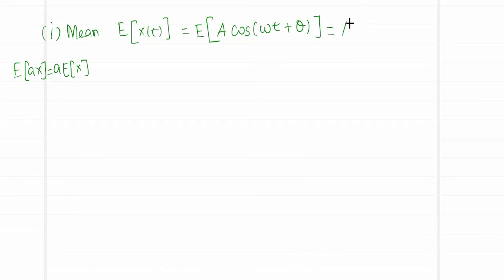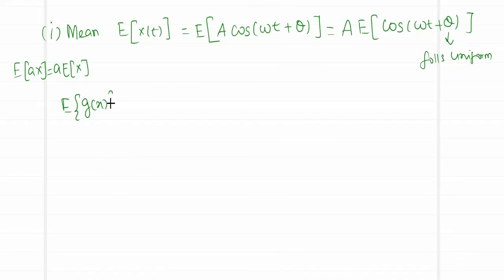So now this gives me A times the expected value of cos(omega t plus theta). And we know that the theta over here follows what distribution? Uniform distribution. So this is something like my expected value of g of x. And what will be the expected value of g of x? The integral of g of x times f_X of x dx, between minus infinity and infinity.